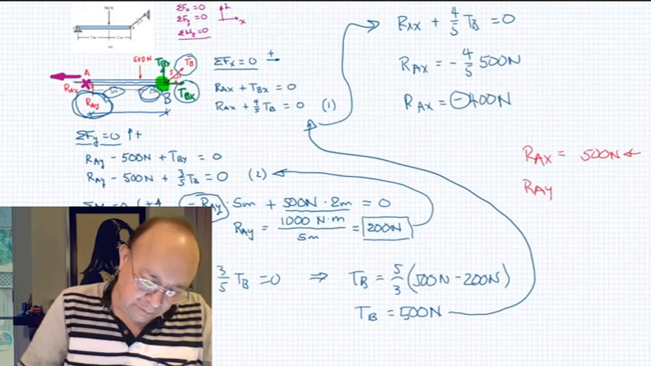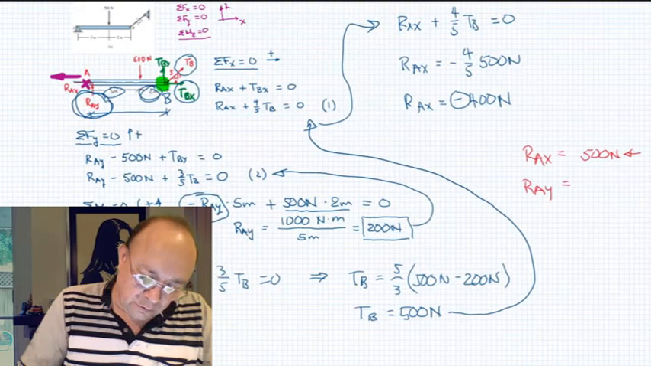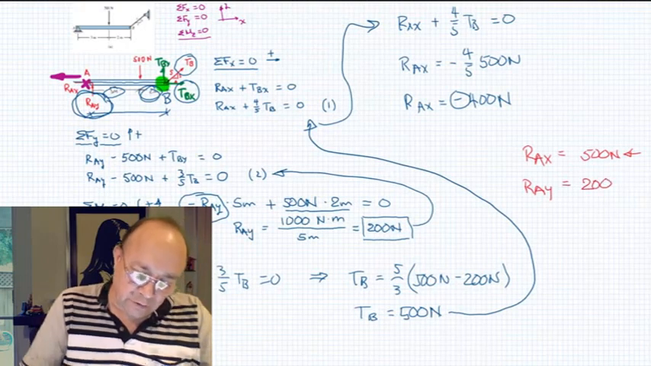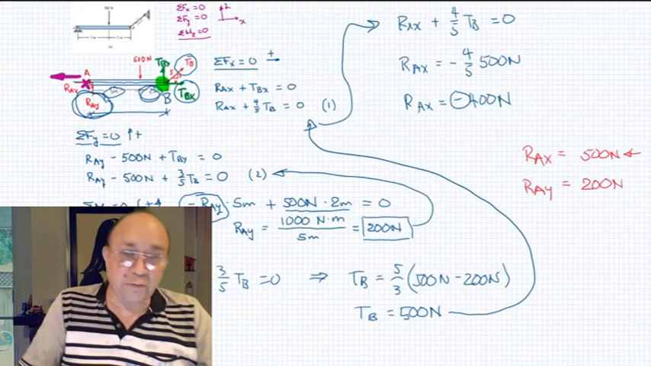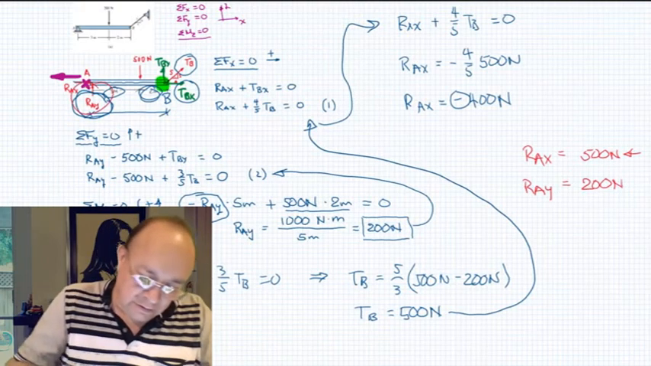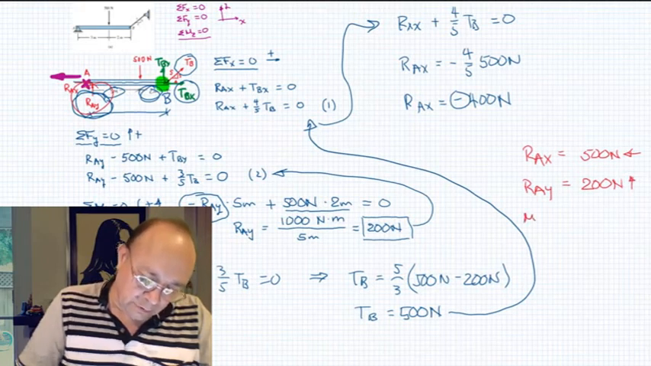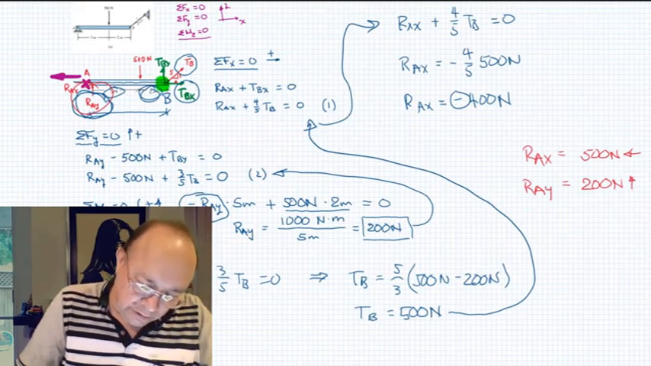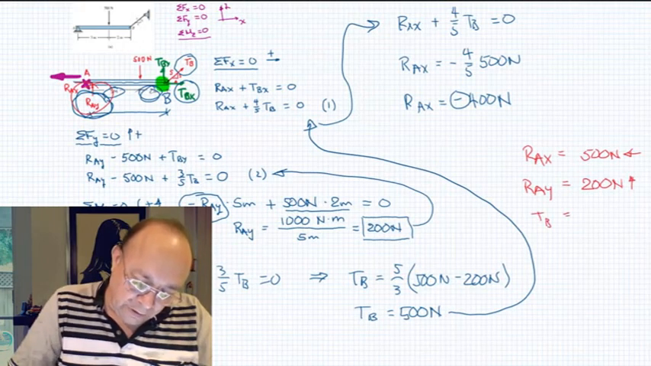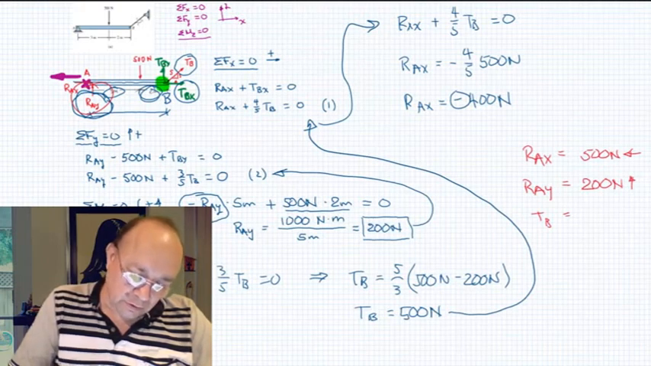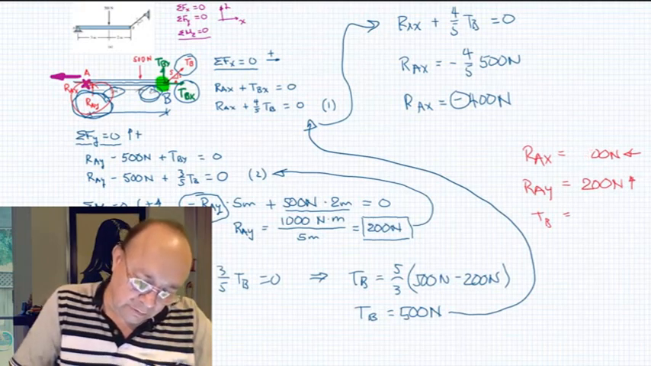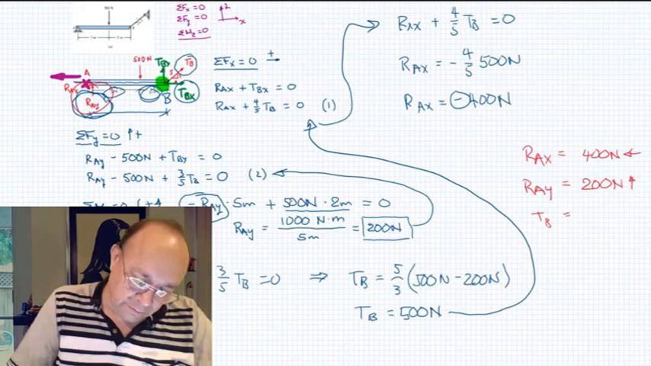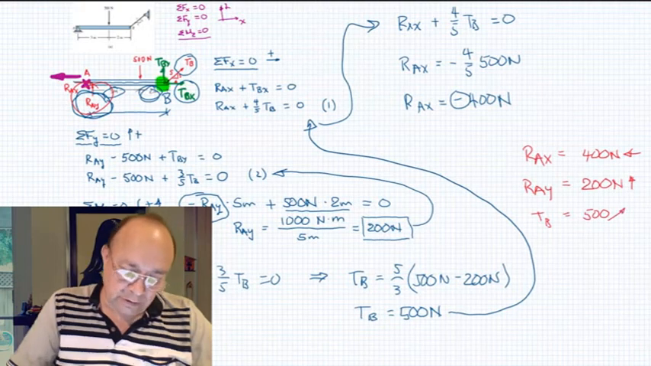Ray equals 200 newtons. We got positive, so this one was correct. We assumed at the beginning that the force was vertical, so it's going up. And moment, and the tension on the little cable TB is 500 newtons. Sorry, this one is 400 here, 400, and the tension is 500, and we got a positive, so it is correct in that direction.